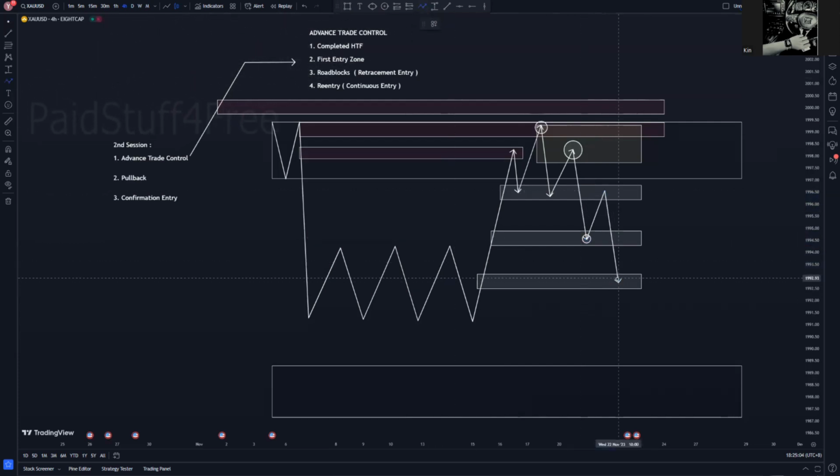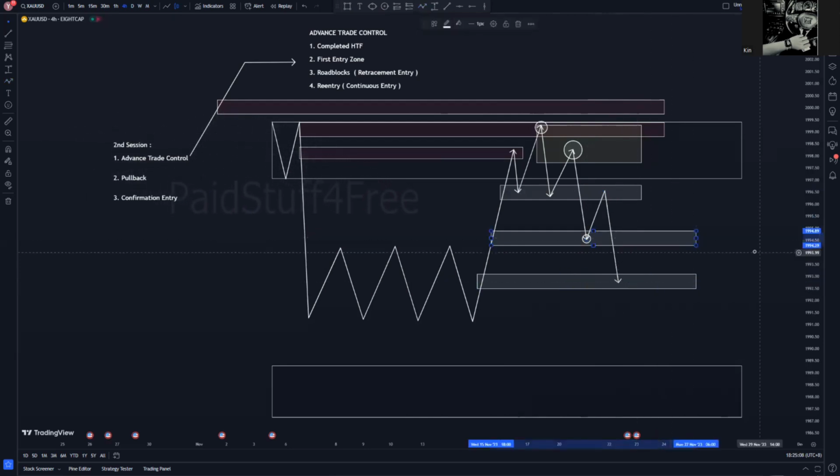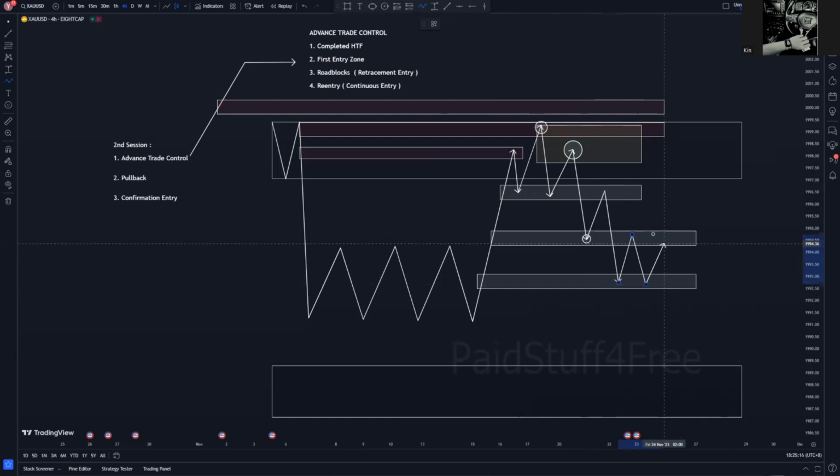Remember what I've said: no matter how long it takes, the price is going to touch the exit zone. No matter how long it takes. The price might go sideways, something like this, but at the end of the day, the price is going to touch our buy zone, which is our exit zone.